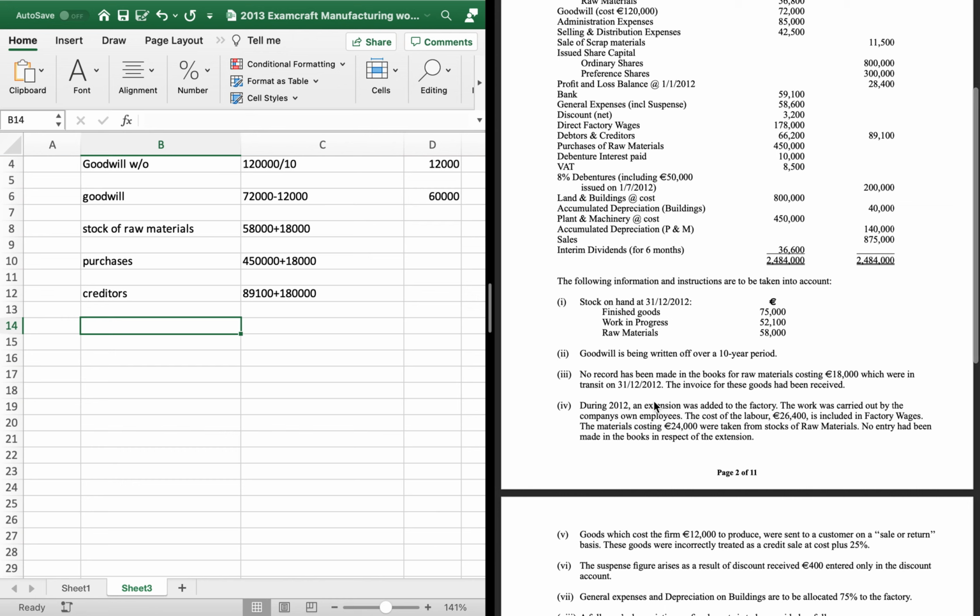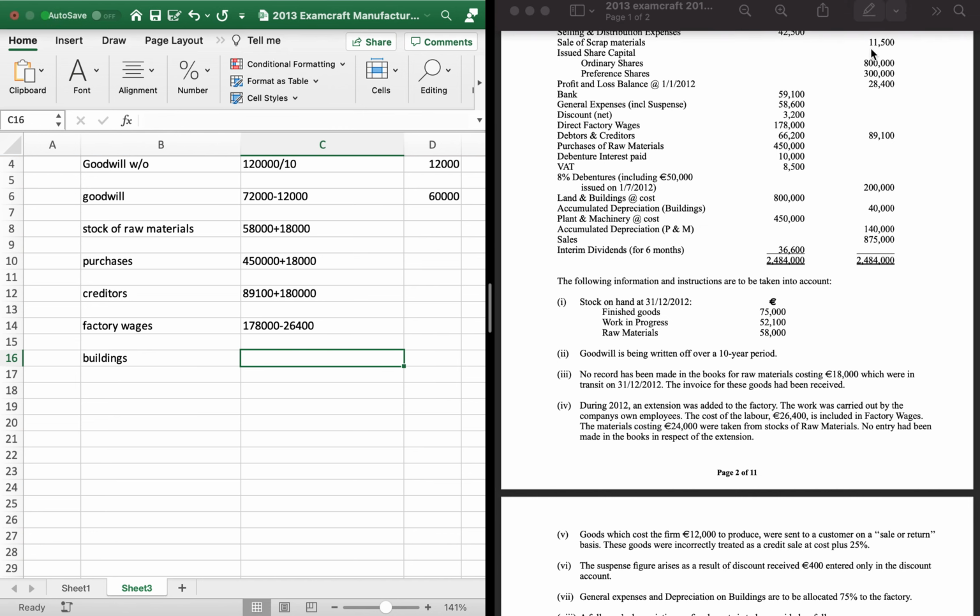Working 4, it's the new factory. So during the year, an extension was added to the factory. The work was carried out by the company's own employees. The cost of labour is included in factory wages. So we'll take it out of factory wages. So direct factory wage is 178, and we're going to take out that 26.4. And we're going to add it to our buildings at cost.